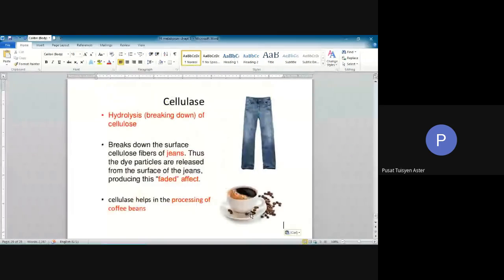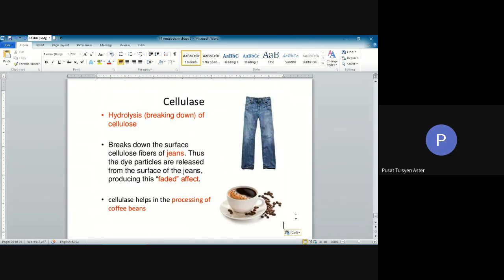Cellulase, you know this from the plants, breaks down cellulose found in plants. It breaks down the surface cellulose fibers of jeans, right? Thus the dye particles are released from the surface of the jeans, producing this faded effect. We wear those stylish jeans, right? And jeans are made from fibers of clothing. So by adding cellulase, it will break down this particular part, and after applying the dye, it gives the faded effect on the jeans.